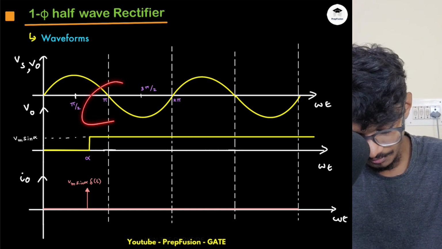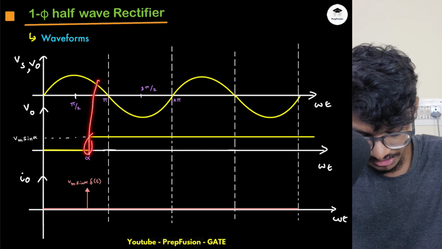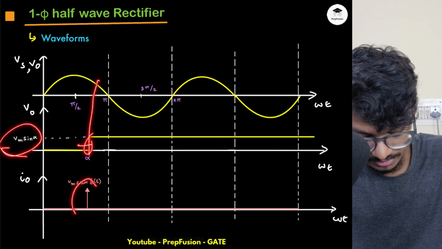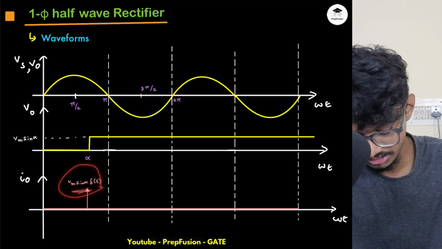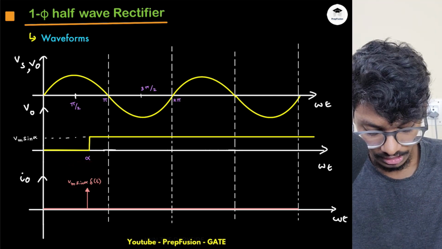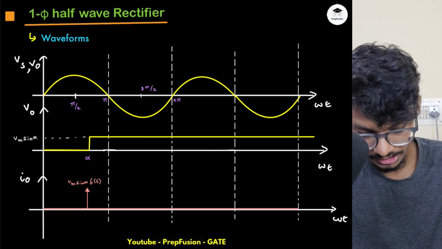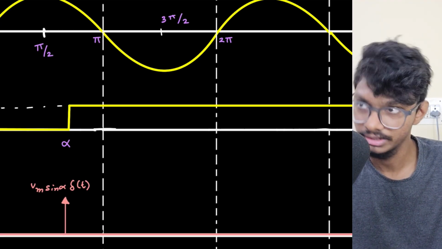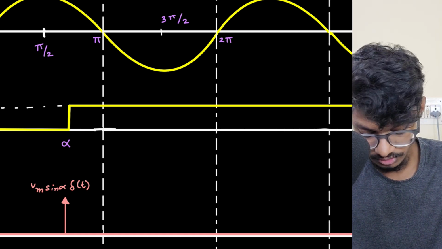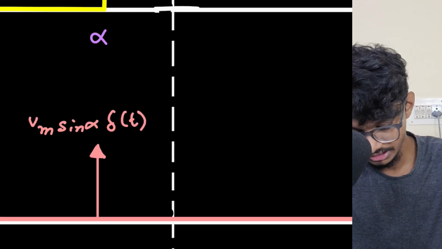But in this case, what will happen? At this alpha angle, it will trigger once, and it will remain at Vm sin alpha because the impulse current will flow and instantaneously charge this. The value of the impulse current will be Vm sin alpha times delta of t. Yeah, because a C will also be there in C dVc by dt. So C times this.